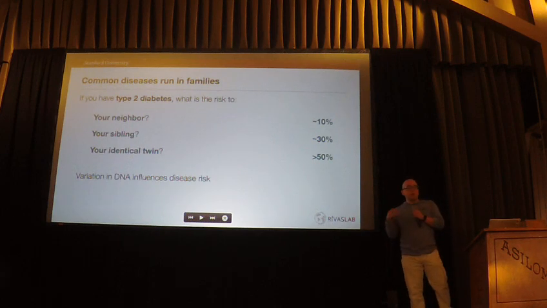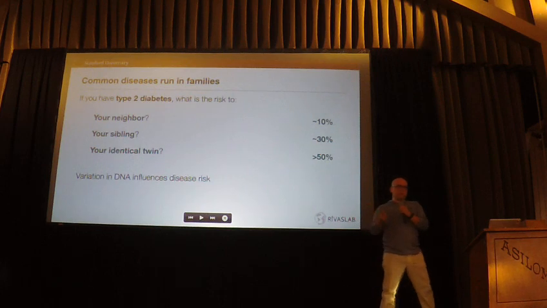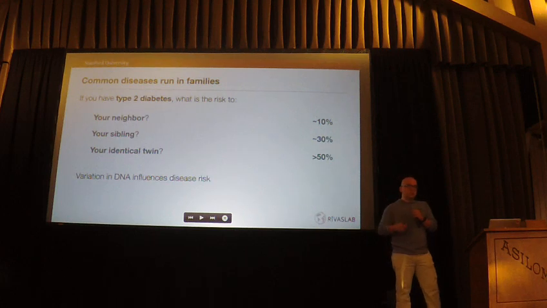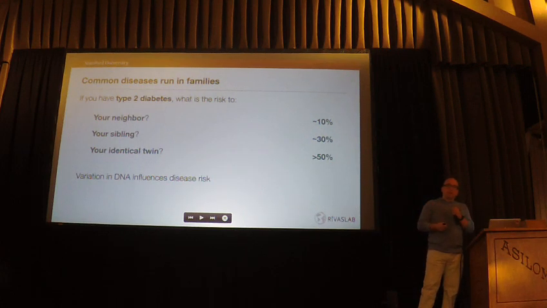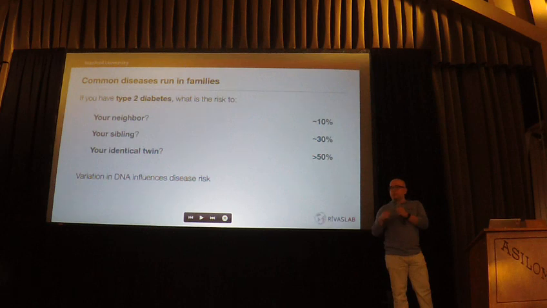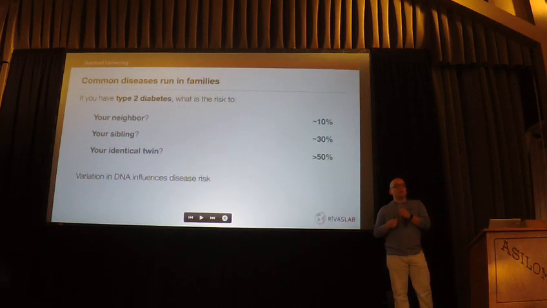In the context of common diseases as well, you could do this type of comparison, where you ask the same questions and you get some statistics that give you estimates of the extent to which a disease is heritable. In the context of type 2 diabetes, if you have type 2 diabetes, what is the risk to your neighbor? That answer is approximately 10%, matching the population prevalence of type 2 diabetes. What is the risk to your sibling? That answer is approximately 30%. And for identical twins, that answer is more than 50%.